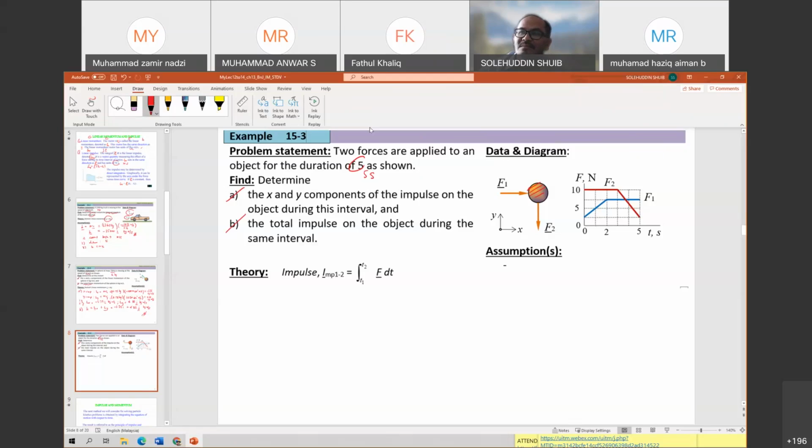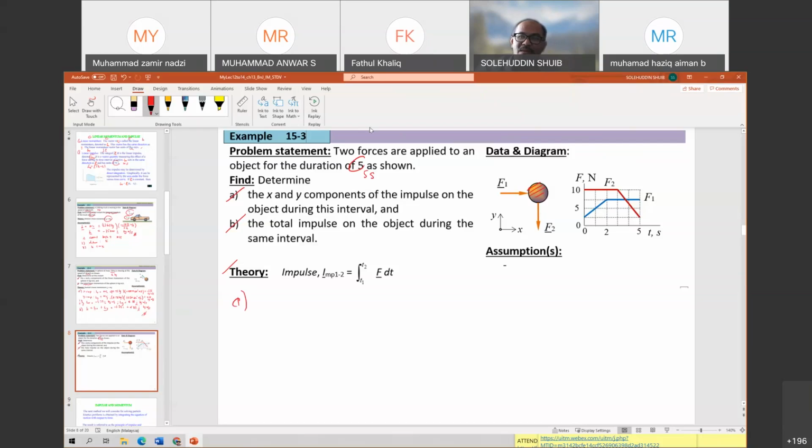So what's the equation, the theory that we're going to apply here? We are going to apply this theory. Impulse 1 to 2 is equal to the integration of force dt from t1 to t2. All right. We look at the first one, which is part A.